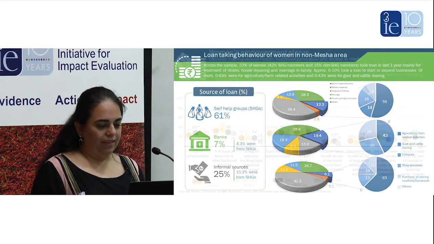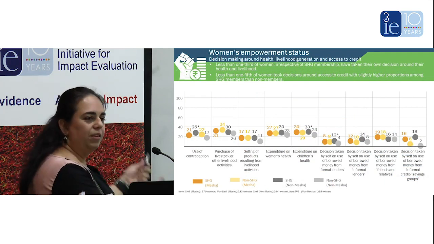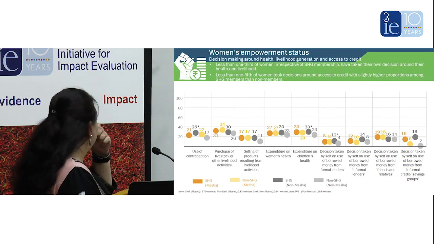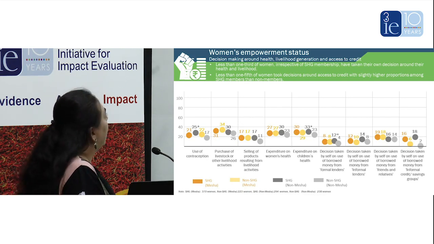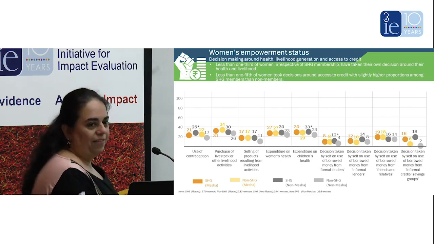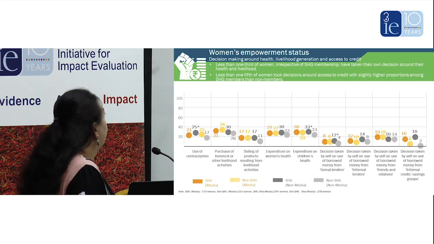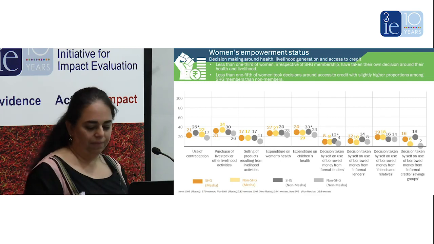Now we'll move over to women's empowerment status and some of the questions, just showing you some of the results from the baseline value. Here we asked a series of questions around decision making around their own health, the health of their children, livelihood generation and access to credit. Overall, everything is very low. They have very little decision-making power around a lot of things. Less than a third of them make their own decisions around health and livelihood, and less than a fifth of them are making decisions around borrowing money from any source.